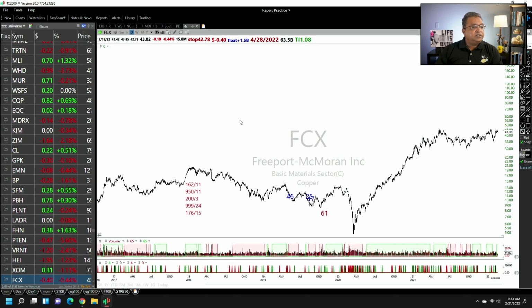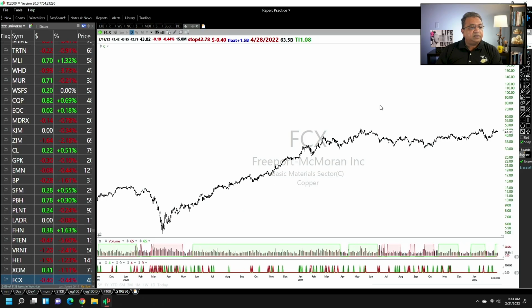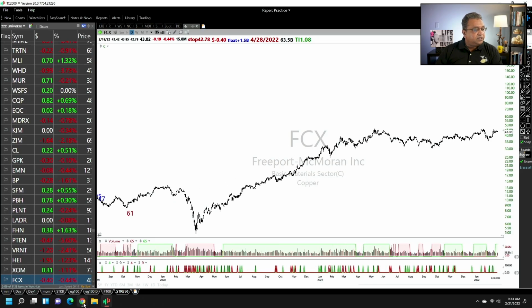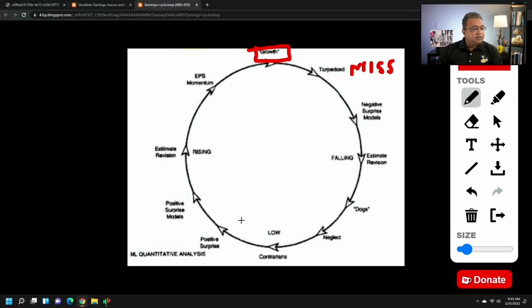This is a very common thing which you'll see. Stocks missing earnings, or going down, and then some turnaround happens, and then there is a first positive earnings surprise. So this is the first positive, and then it will continue to have continuous positive earnings surprises, or it will have growth, and as a result it will start showing EPS momentum.